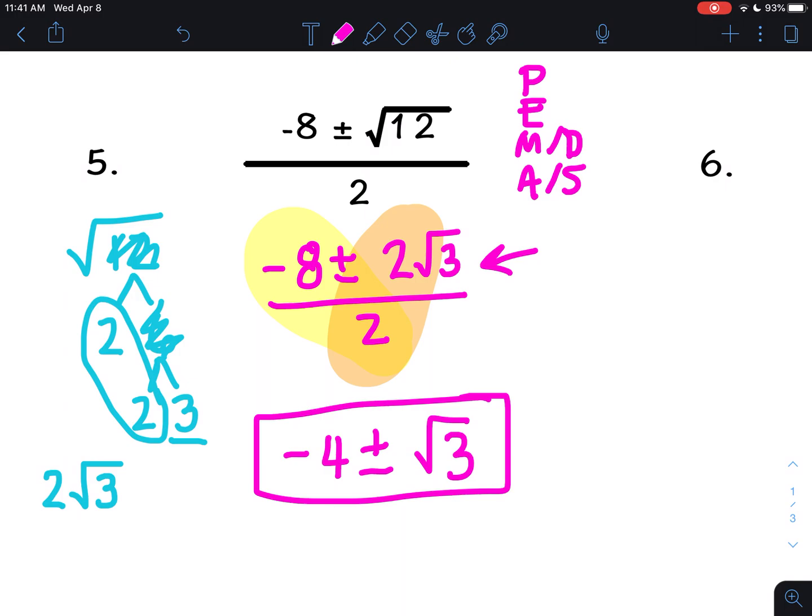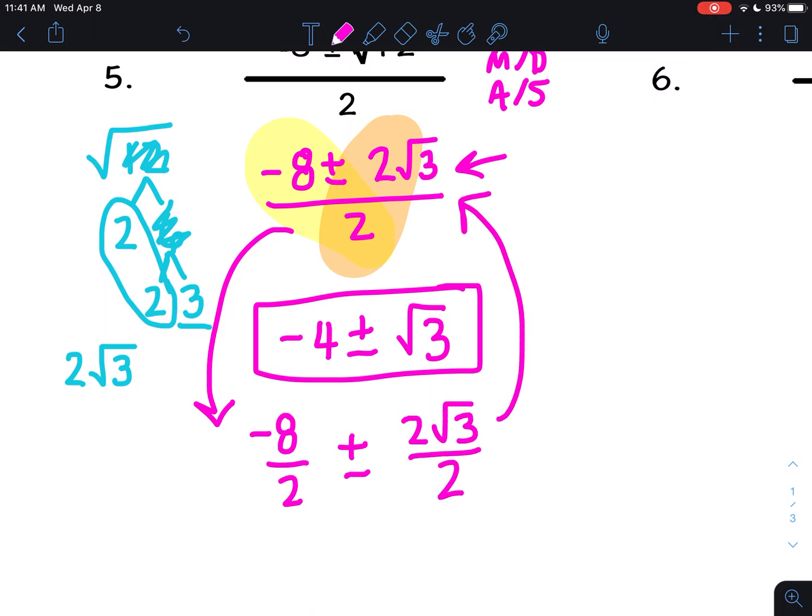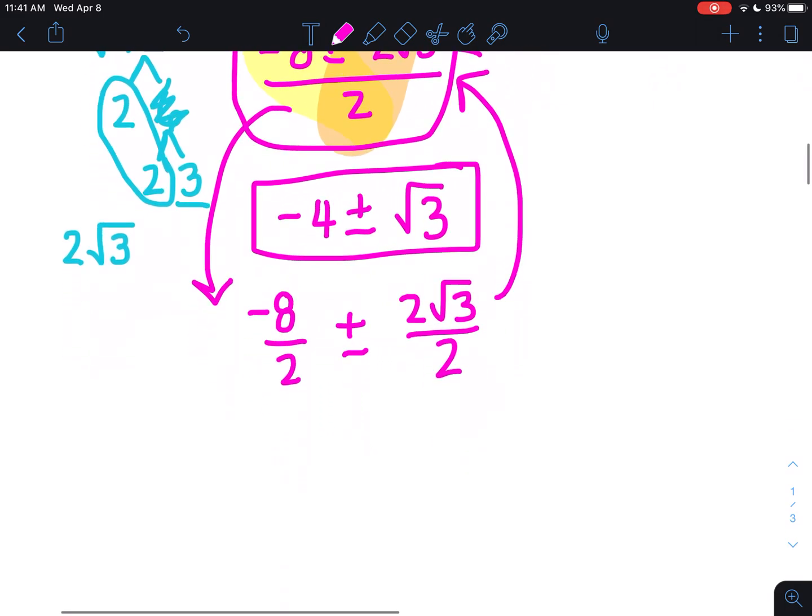If you are confused how I got to there, we can break this down. I can split this fraction up like this. These two things are the same. -8 over 2 plus or minus 2 radical 3 over 2 is the same as this fraction here. Then I can look at it as -8 divided by 2 is -4. 2 times the square root of 3 over 2. These are going to cancel, leaving me with the square root of 3 plus or minus in between. That's how we can break that down.